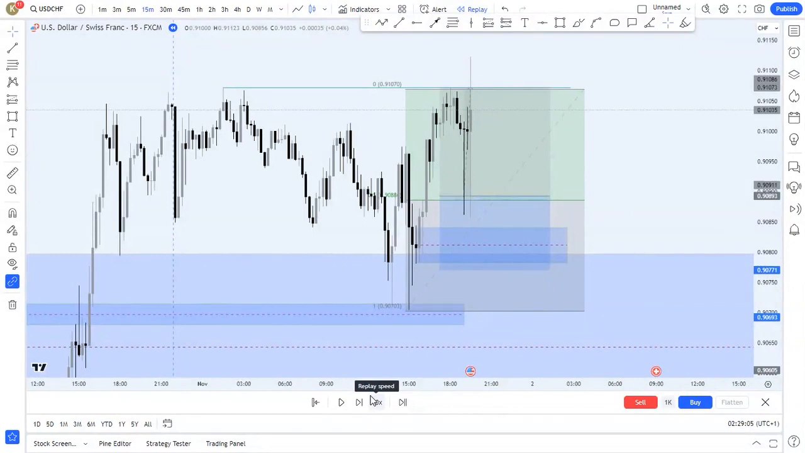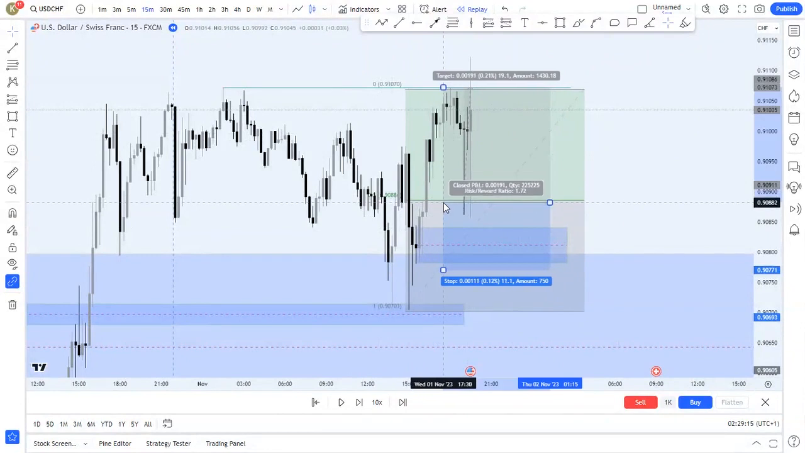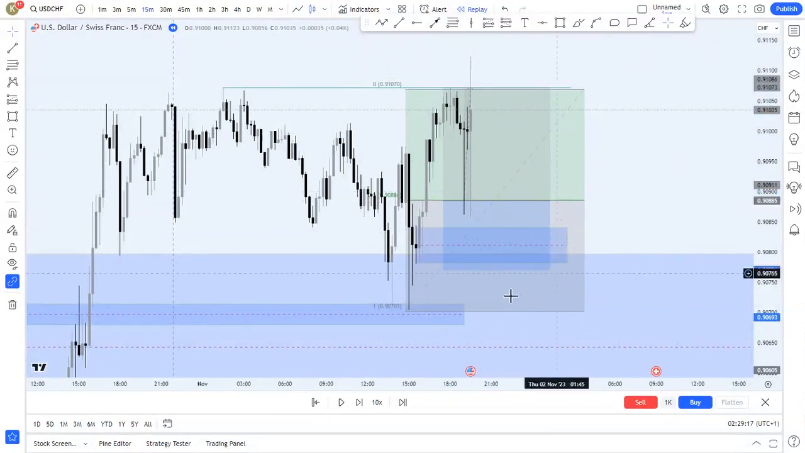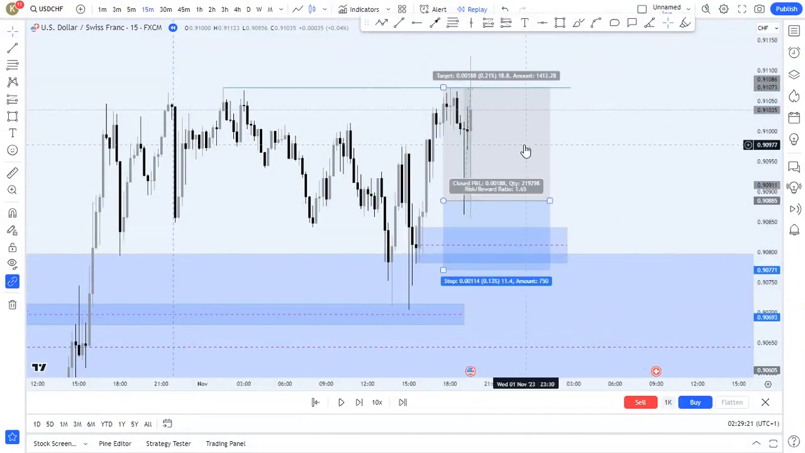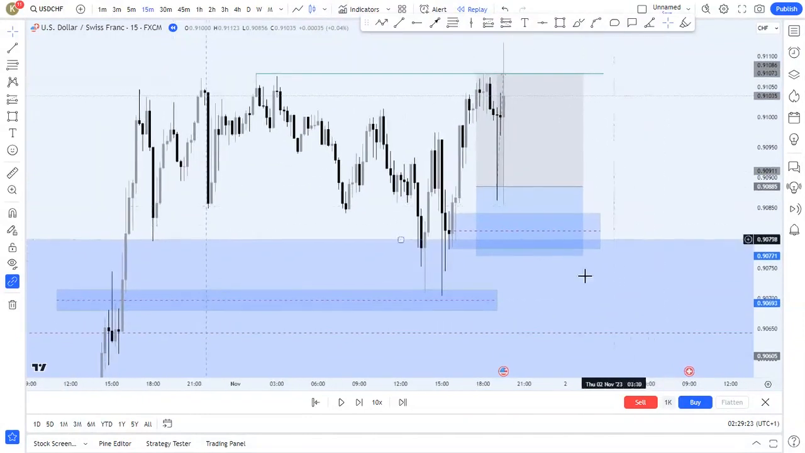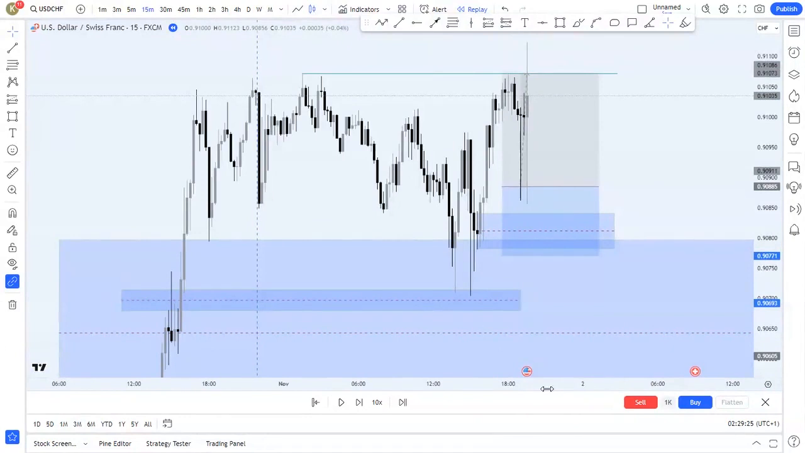So this is another way of entry. Now you only do this when your DOL has not been met. That's when you can do this. But if your DOL has been met and you try this, you get burned. Okay.